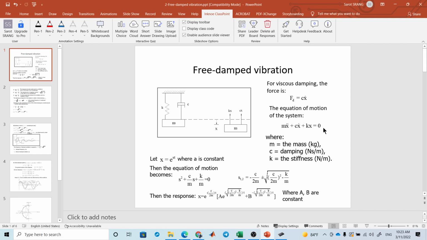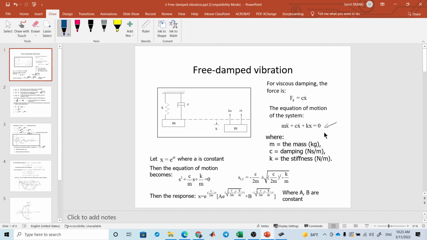Here you can see it before, but let me clarify this part. How can you have this equation where the right hand side is 0? It means you attach the mass m to the spring and the damper, and you hold it and release it slowly until it reaches equilibrium. When it reaches equilibrium, you can release it, and then it does not have any motion.